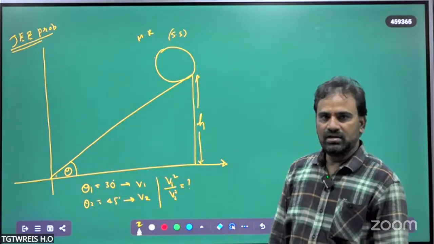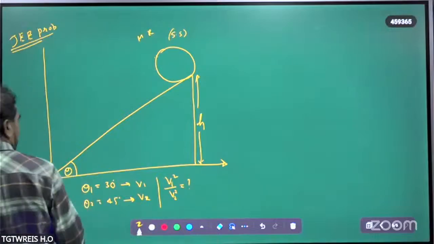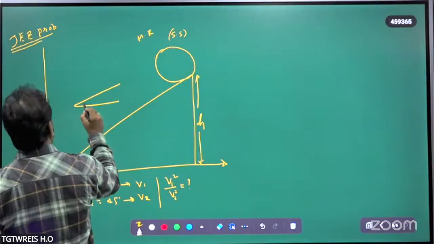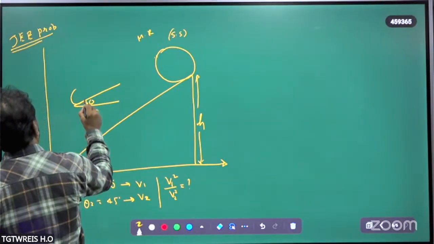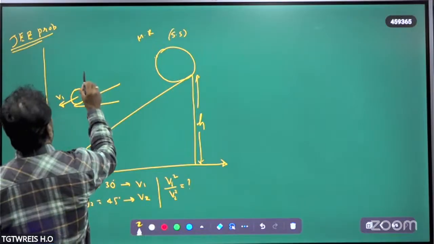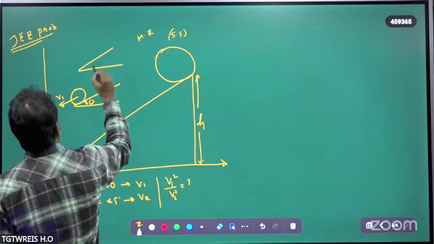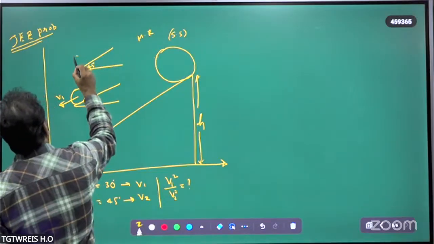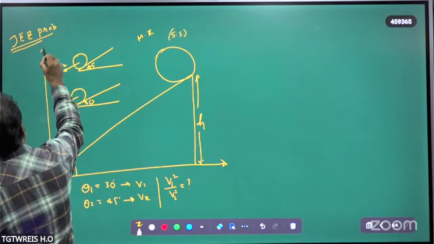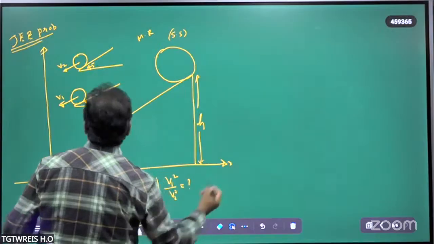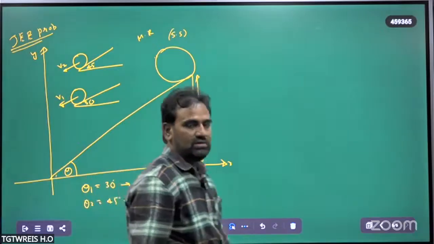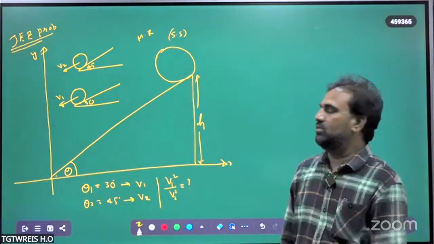Is it clear? When the angle of inclination is 30 degrees, the body reaches the bottom with v1. Again the angle of inclination changes to 45 degrees, and it reaches the bottom with a velocity of v2. Then find the ratio v1 square upon v2 square. Okay, how do we find it, tell me.